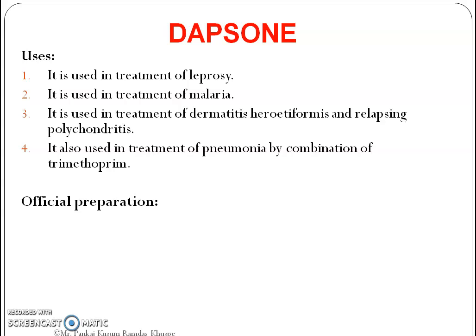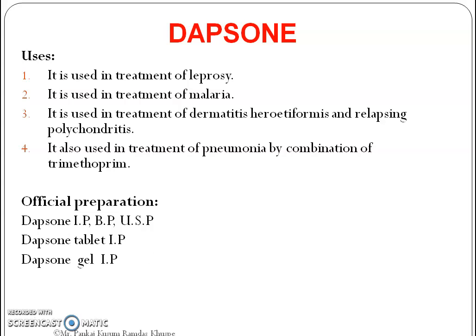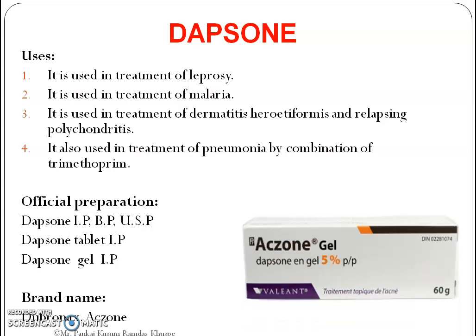Official preparations of dapsone consist of, first, dapsone Indian Pharmacopoeia, British Pharmacopoeia and United States Pharmacopoeia. Next, dapsone tablet Indian Pharmacopoeia, and the last one is dapsone gel Indian Pharmacopoeia. The brand names of dapsone are, first Dribonax, second is Aczone. So you will get the diagram of Aczone also on the display. It is a gel prepared by Valeant Pharmaceuticals.